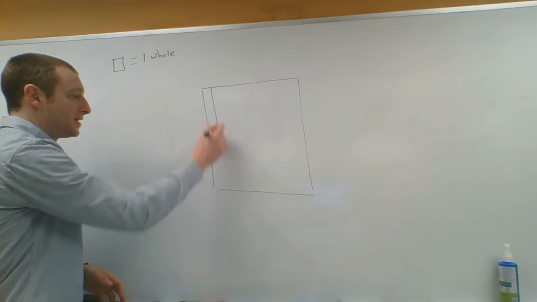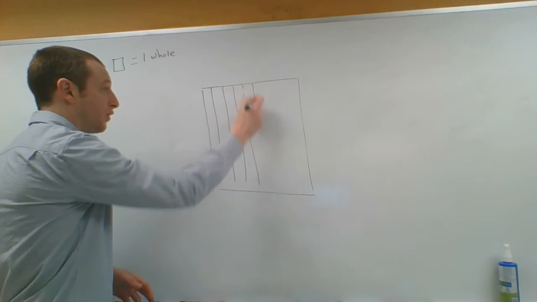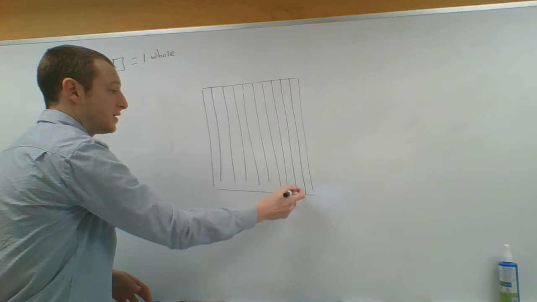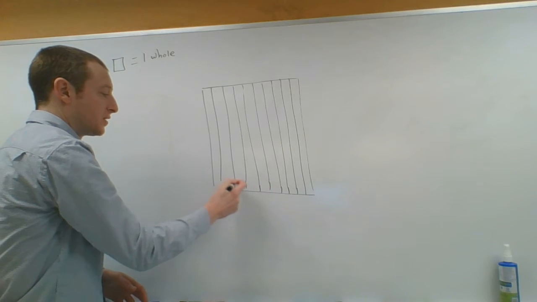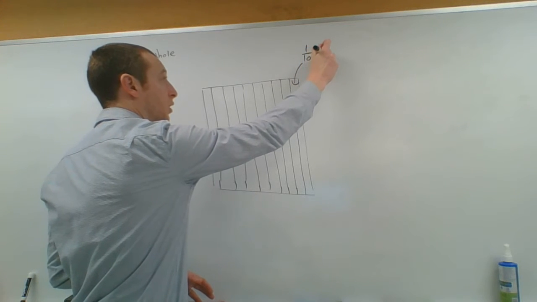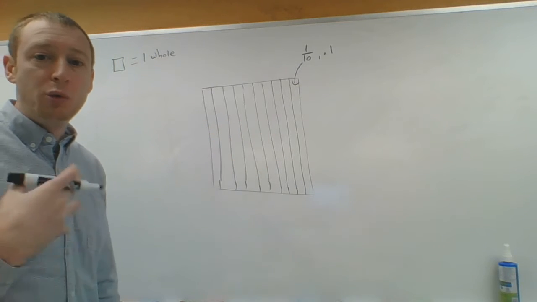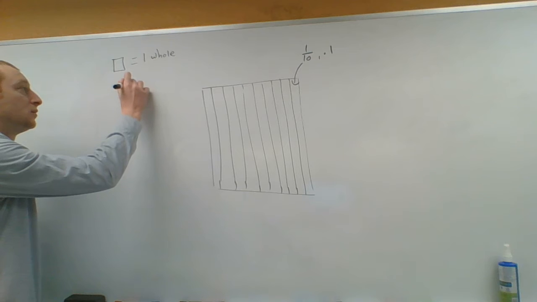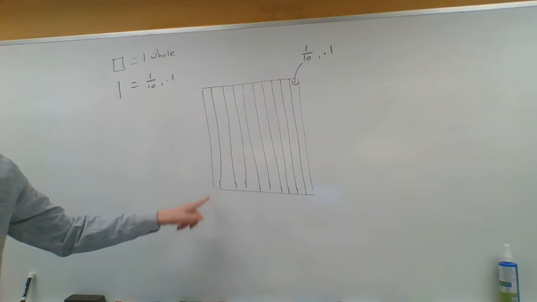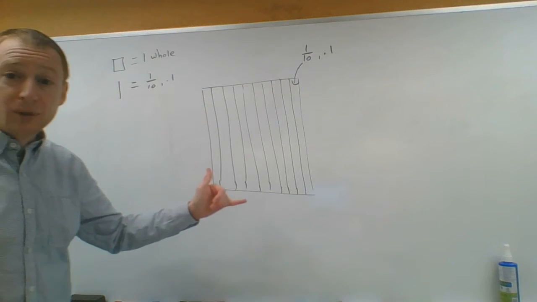Now remember, this box can be split up into tenths. If we were to split this box into tenths, we would split it up into 10 equal parts. So there's 1, 2, 3, 4, 5, 6, 7, 8, 9, and 10. So now there's 10 sections, right? And each one of these is worth 1/10, because there's 10 of them. So when we want to draw 1/10, we are going to draw a stick to represent one of these rows. So the box represents the whole, the line represents the tenth.